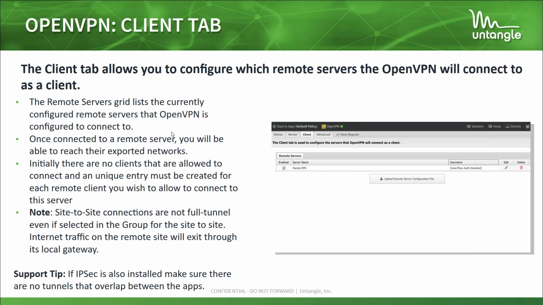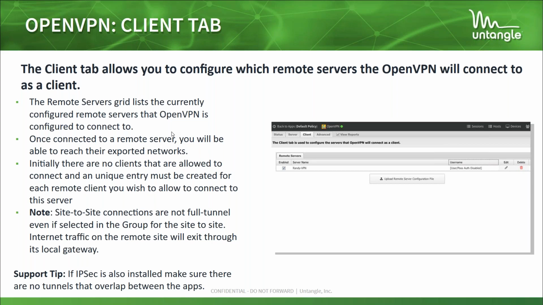Moving on to the client tab. The client tab allows you to configure remote server connections to other OpenVPN servers, specifically other Untangle servers, as far as our configurations are concerned for this particular session. There are some ways to potentially connect to others, but that is not officially supported by Untangle. So while you might be able to get it to work, it is not something that we can help you with.